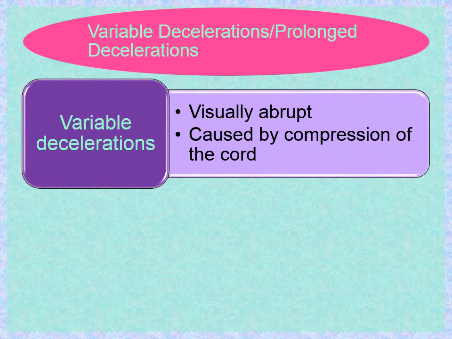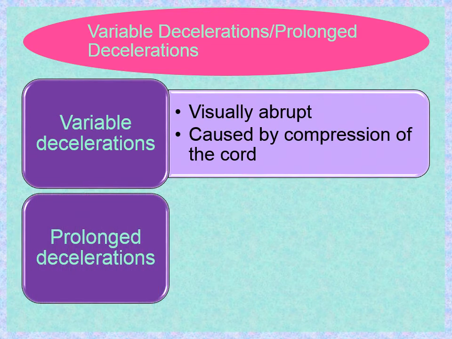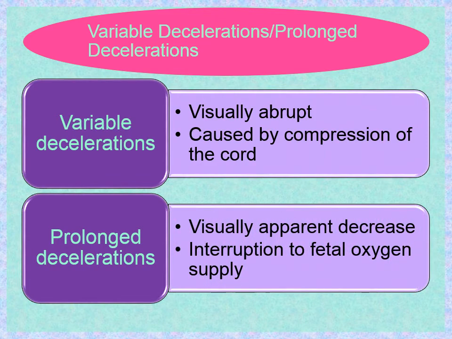Prolonged decelerations are a visually apparent decrease in the fetal heart rate of at least 15 beats per minute below the baseline and lasting more than 2 minutes but less than 10 minutes. A deceleration that lasts more than 10 minutes is considered a change in baseline and not a prolonged deceleration. They are caused by a prolonged interruption in fetal oxygen supply.